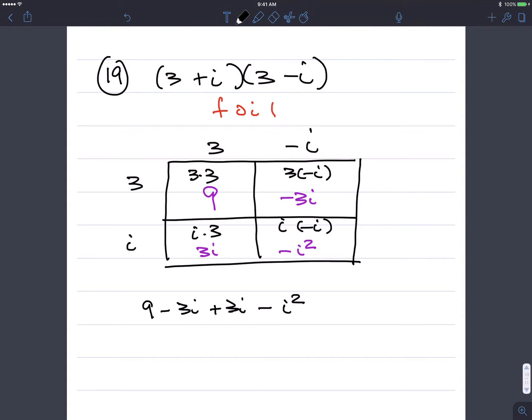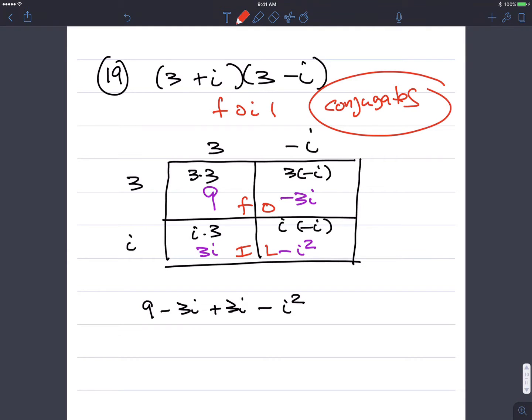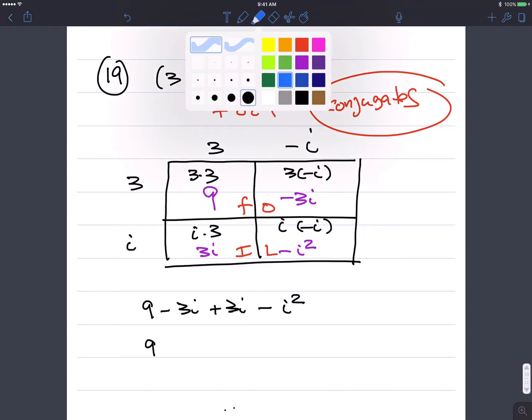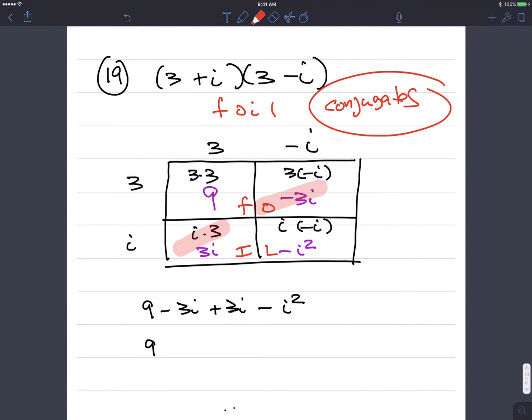Let's remember what happens here that's interesting, since we have conjugates. We got a first term, outer term, inner term, last term. Whenever you have conjugates, if we combine like terms here, we have 9 minus 3i plus 3i. If I owe 3 apples and have 3 apples, my apples are gone. What that simply means is the O and the I term always cancel. We're just going to be left with the first and the last term. Negative i squared has a value of negative 1, so we'll have 9 minus negative 1, or 9 plus 1, which is 10.